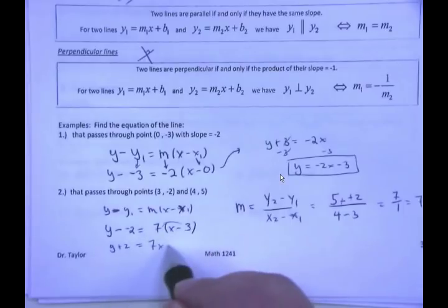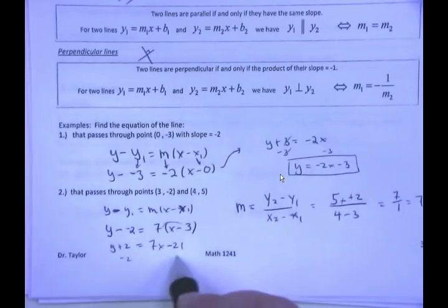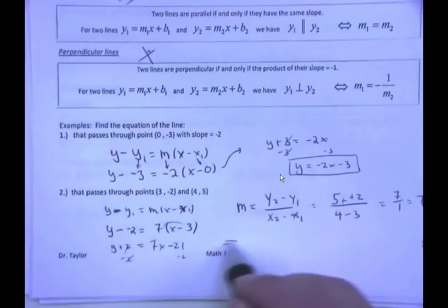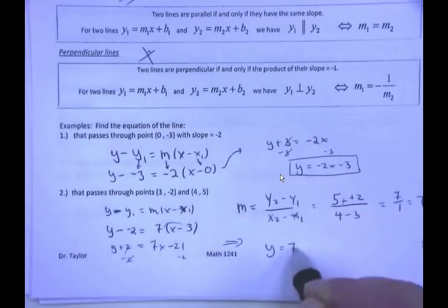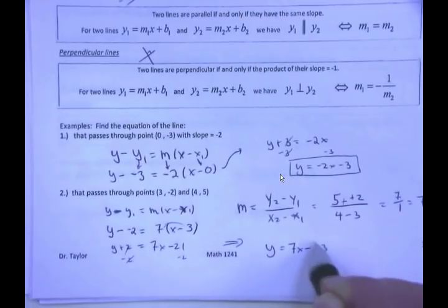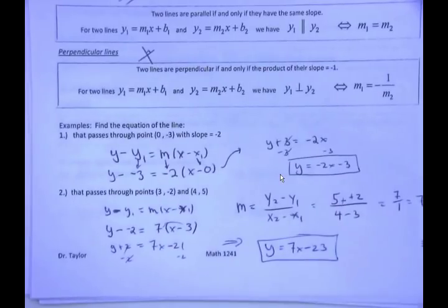Be careful. 7 times negative 3 is minus 21. Subtract minus 2 from both sides. I get the equation y equals 7x minus 23. The equation of a line that passes through those 2 points.